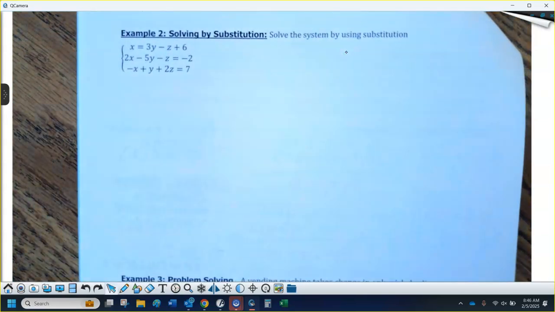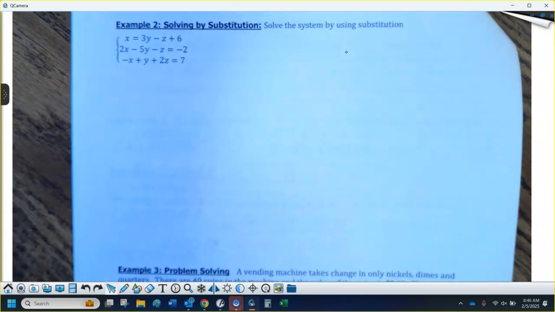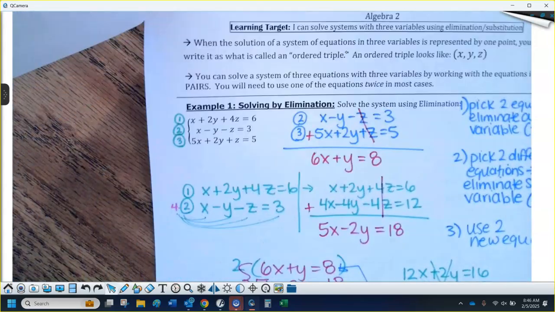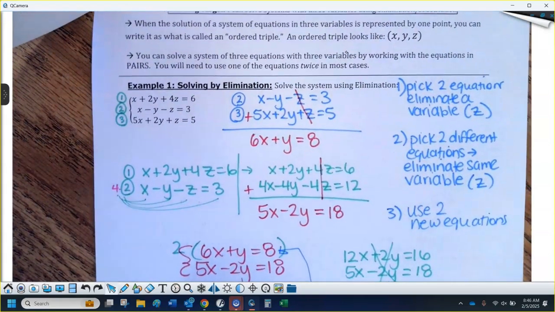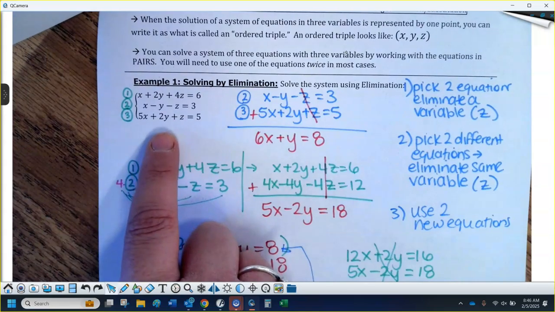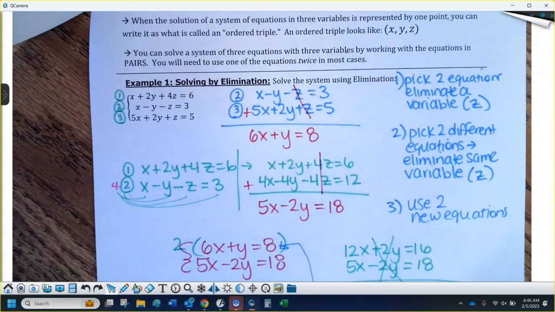Okay. Now, it's really like a preference thing. Actually, let me keep it on this side, but I'm going to flip back to this first system real quick. If you like substitution better, it would be really easy in really any of these equations to get one of the variables alone, and then you could substitute if you wanted to do that.